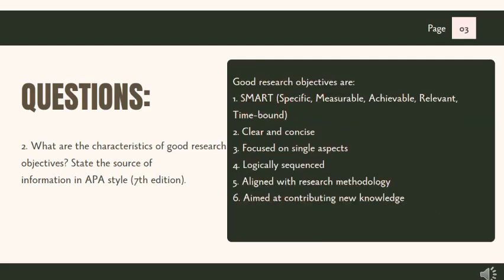Question number 2. What are the characteristics of a good research objective? Good research objectives include SMART. SMART stands for specific, measurable, achievable, relevant, and time-bound. Second is clear and concise. Third, focused on single aspects. Fourth, logically sequenced. Fifth, aligned with research methodology. And last is aimed at contributing new knowledge.